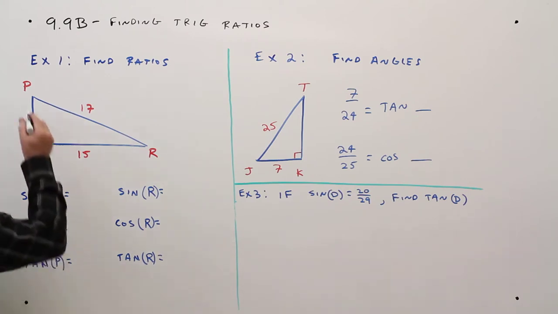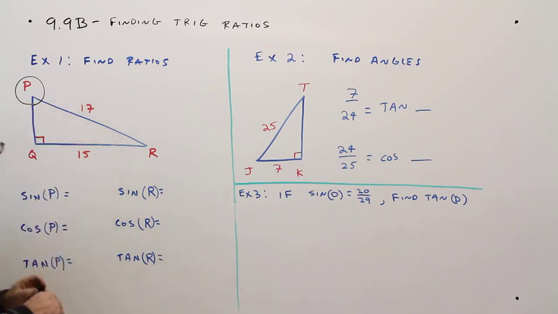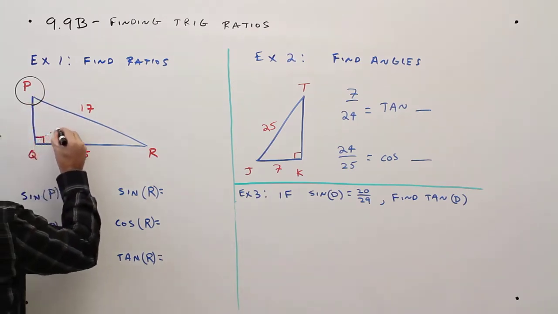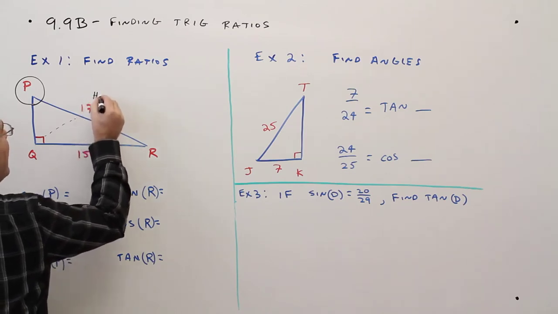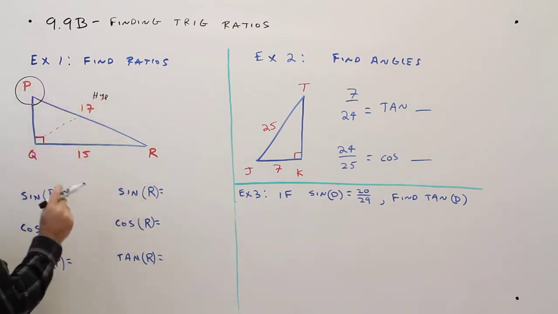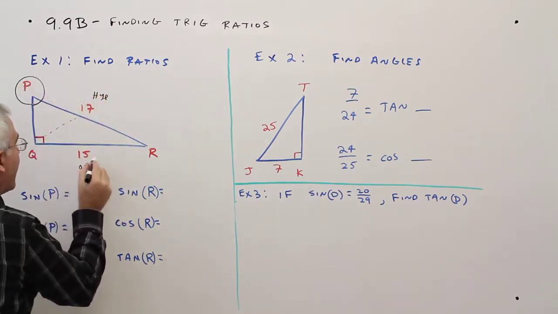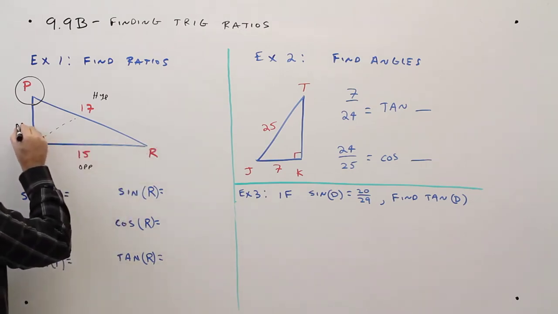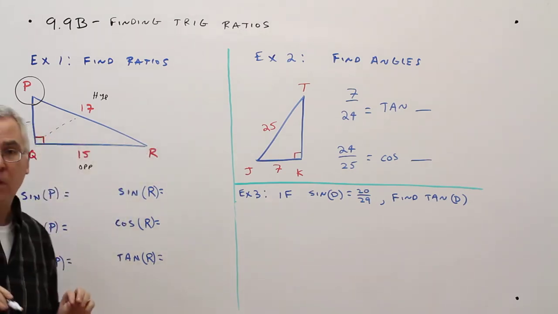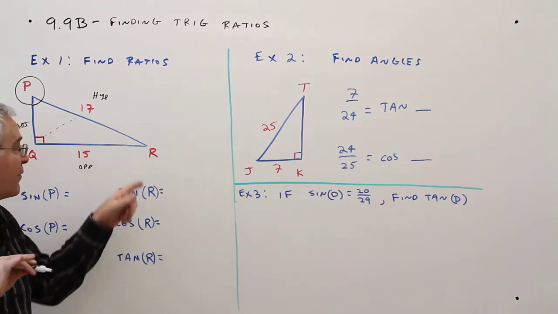So for angle P, I'm going to circle that as my reference angle, and then label. Always opposite the right angle is the hypotenuse. Opposite the reference angle is the opposite, and the other one will be called the adjacent. You might want to do this in pencil so you can erase and do the other ones.